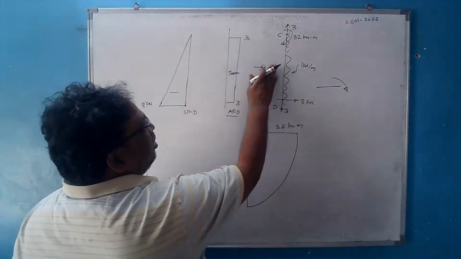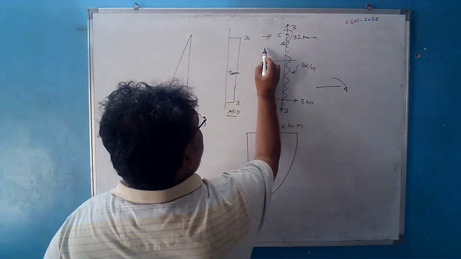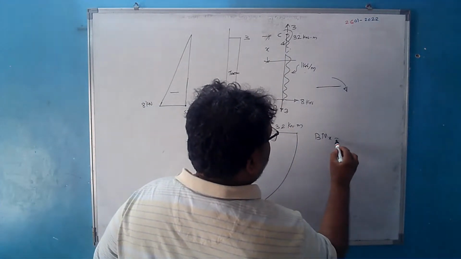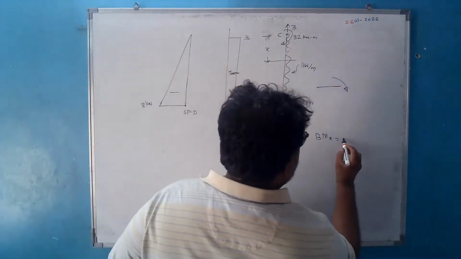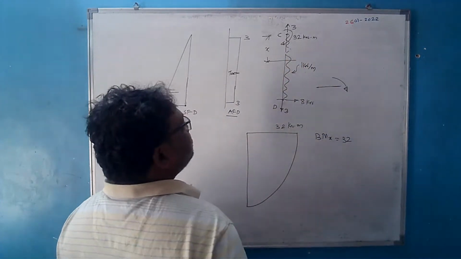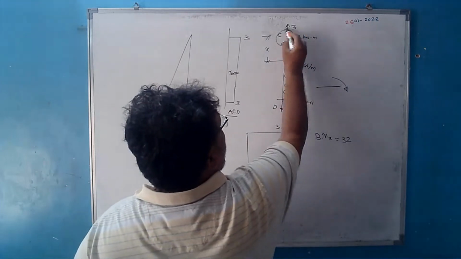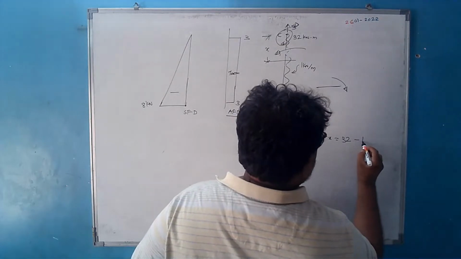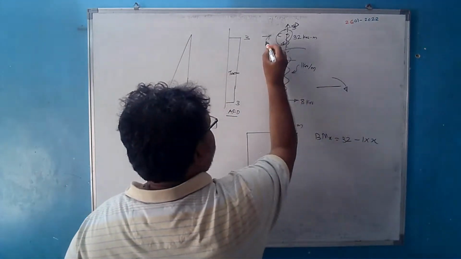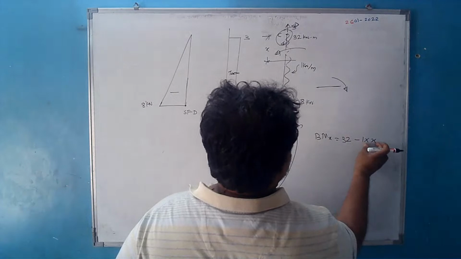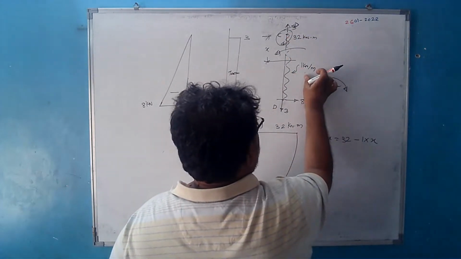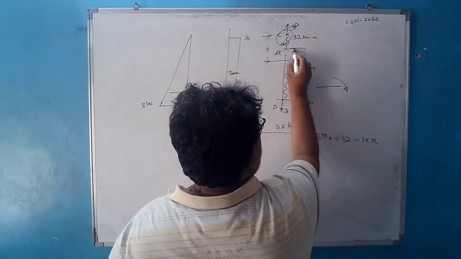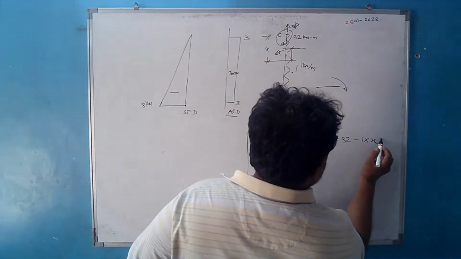How can you get it? If you see the bending moment at any distance x, you will have the equation: bending moment at any distance x is equal to this 32, right? This is acting this way and this load will be acting in the opposite direction. So it is minus 1 into x, where the distance is considered as x. 1 into x is nothing but the total load: 1 is the intensity of load, x is the span, so the total load acting here is 1 into x, and that will be acting at half the height, so it is x by 2.